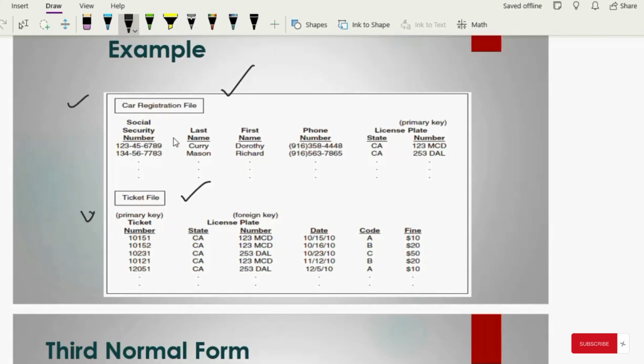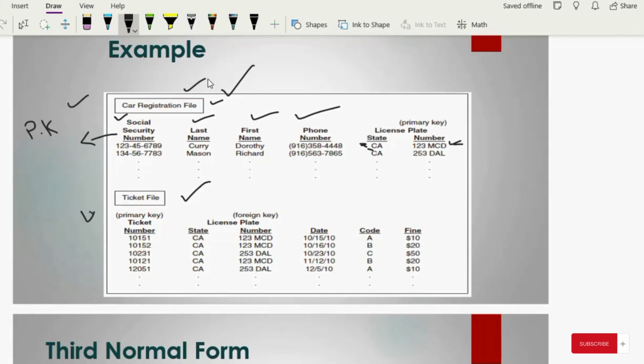Okay, in the car registration file, I have social security number, last name, first name, phone number, the state where the car license is issued, and the license number as well. Now we define the record requirements for this car registration file. Now let's identify which should be our primary key. Social security number, I cannot make it the primary key because it does not fulfill the requirements of a primary key. Primary key requirements are, it should be unique. It should not be repeated in the table.